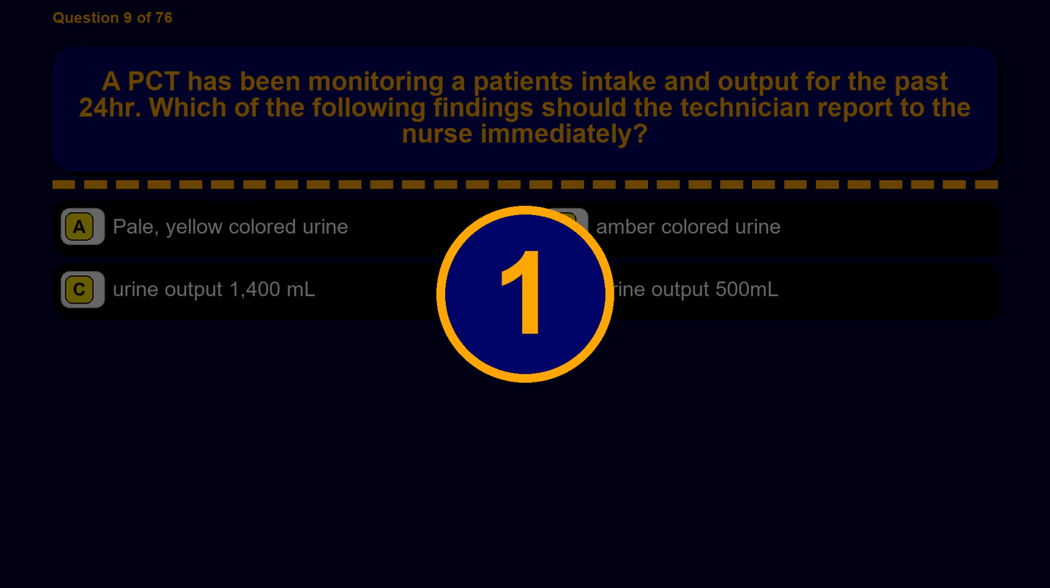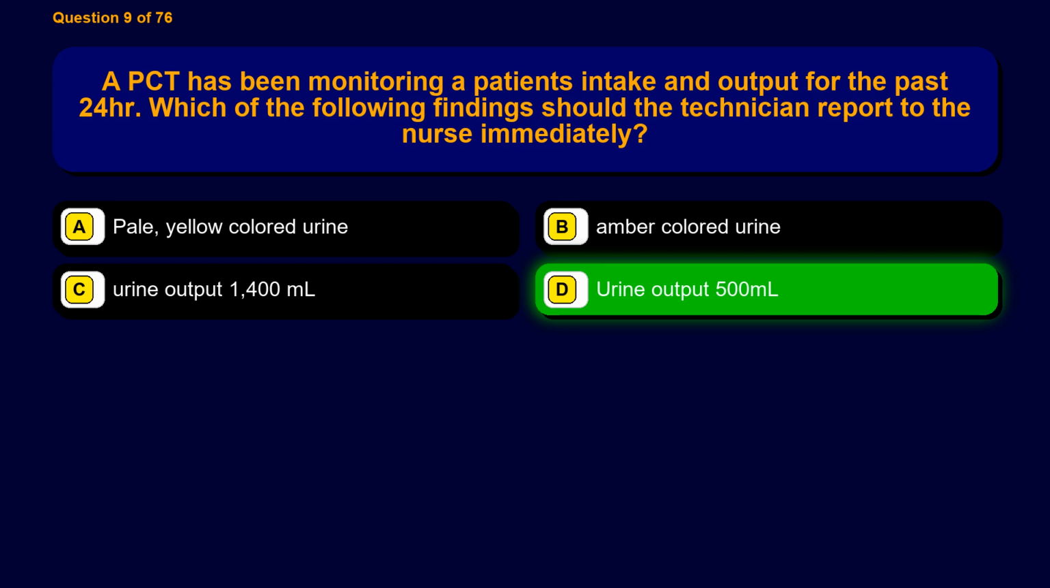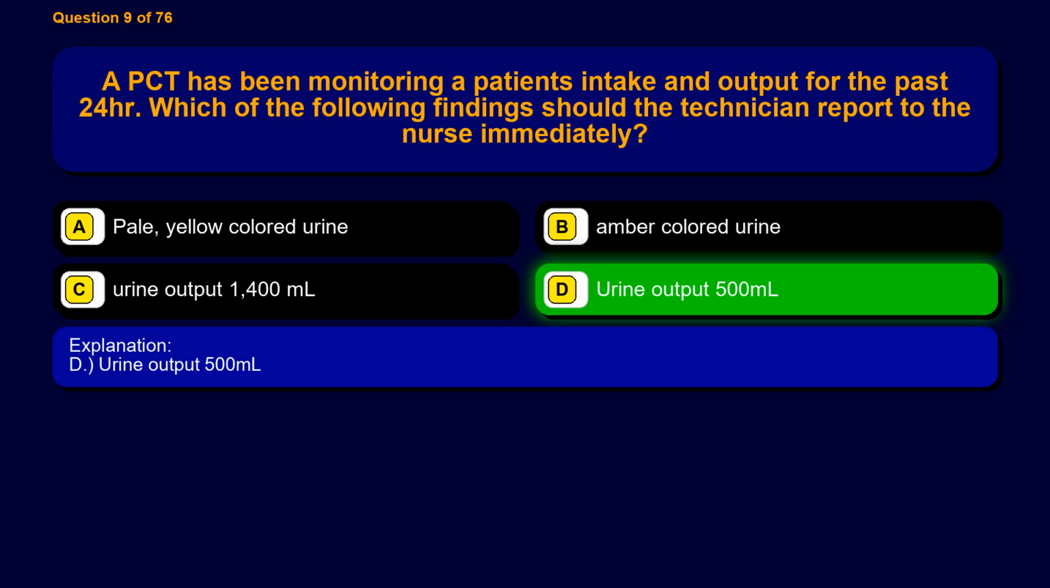The correct answer is option D. Urine output 500 mL.